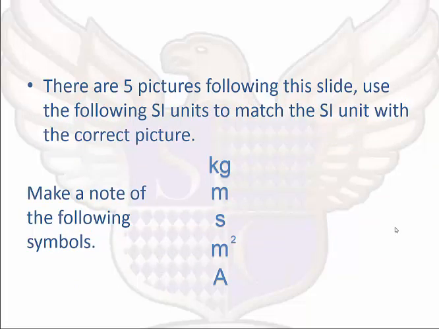Our next activity, following this, there will be five pictures. Each of the pictures will represent one of the SI units. So what I would like you all to do is make a note of our five SI units: kg, m, s, m squared, and A. I know some of you might be new to SI units, some of you may have come across SI units, and some of you may be very familiar with SI units. Just take the next few minutes to work out what they stand for: kg, m, s, m squared, and A.